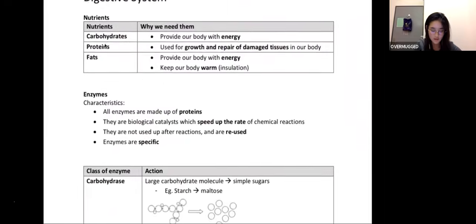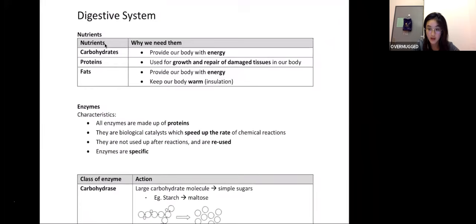First things first, we need to figure out what the 3 main nutrients are. What are the nutrients that we consume? Everything in life can be broken down into carbs, proteins, and fats. What do you need to know? You need to know the function. For carbs, what does it do for our body? It provides energy. Proteins: growth and repair of damaged tissues. Fats: insulation as well as energy. Important, memorize the function of each of the nutrients.